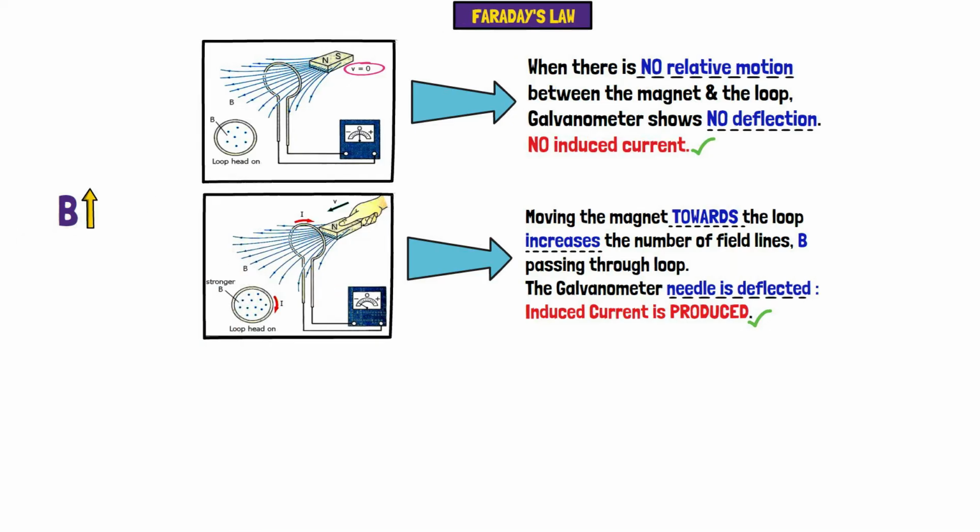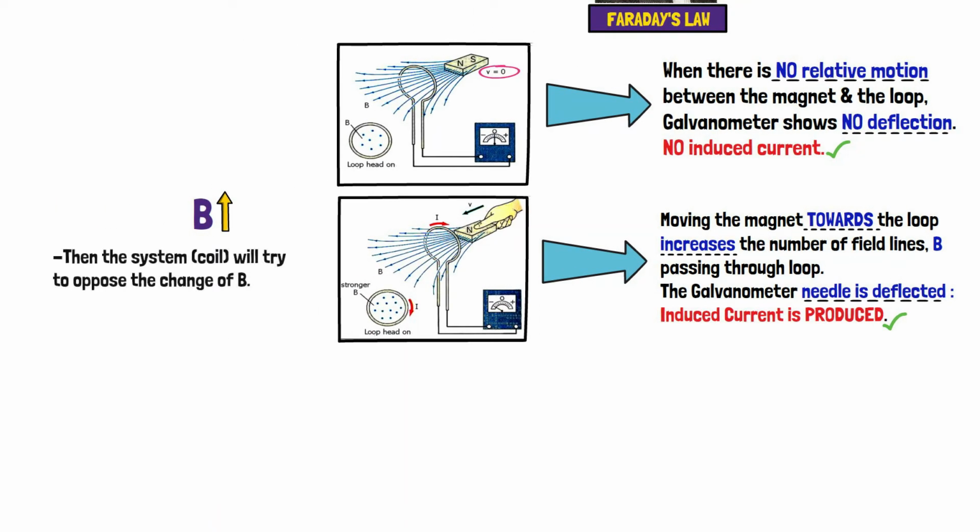So, sistem dekat sini kita rujuk kepada coil tersebut. So, the system which is the coil will try to oppose the change of B. Maknanya, bila magnet datang dekat, magnetic field akan meningkat. Tetapi, coil tersebut akan cuba untuk lawan perubahan magnetic field yang sedang berlaku.